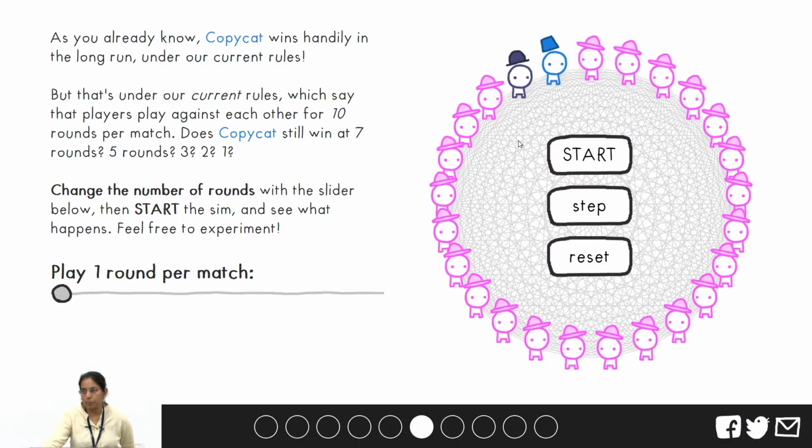What's the composition? There are lots of nice people, 1 copycat, and 1 cheater. So in every match, you only get to play 1 round. Previously, we were playing 10 rounds, remember? That's why we had plus 30, minus 10 and all that. Now it will be plus 3, minus 1.